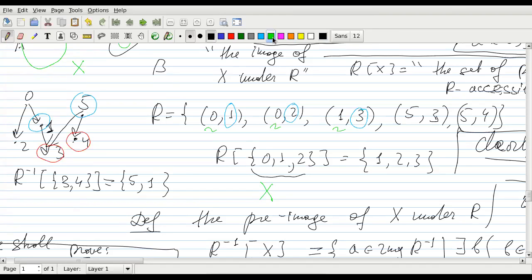It is easy to see that the pre-image is the same as the image under the converse relation, which it is by definition. So if you change the direction of all arrows, you may observe that only 1 and 5 are R-converse accessible from 3 and 4. Is it clear?